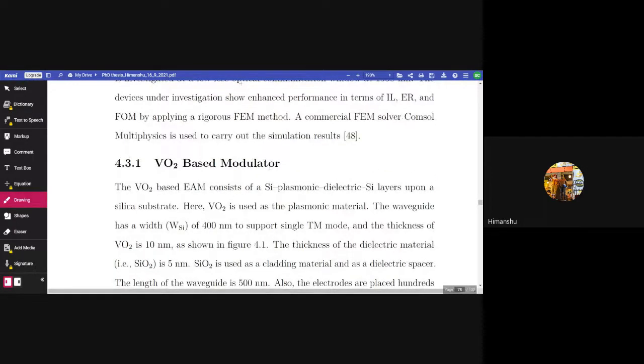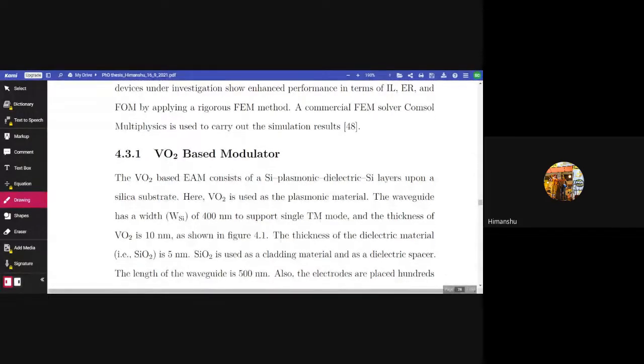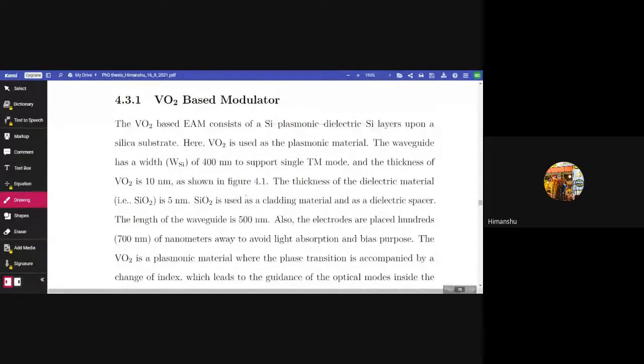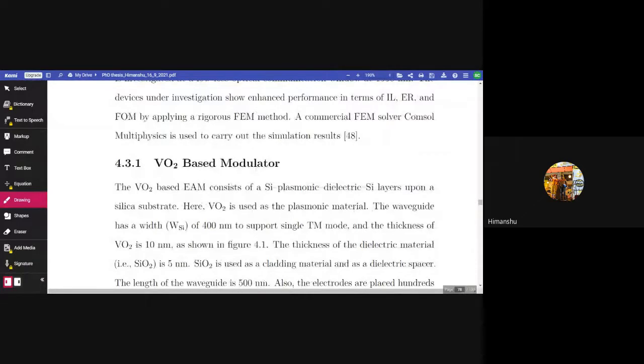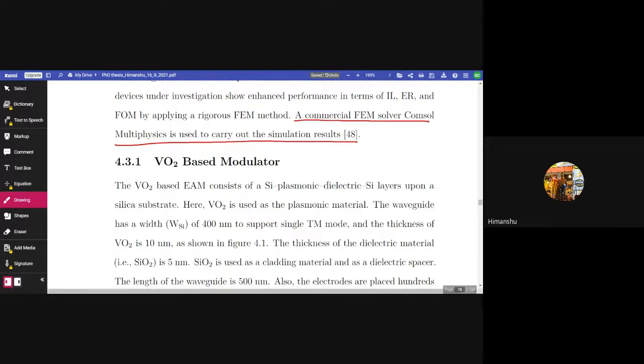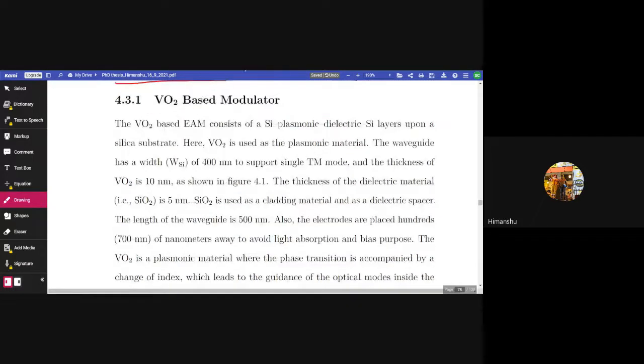Sir, can you go to section 4.3, design of plasmonic material based electro absorption modulator? So section 4.3, the previous section. Okay, let me start from this section 4.3.1, vanadium dioxide based modulator.